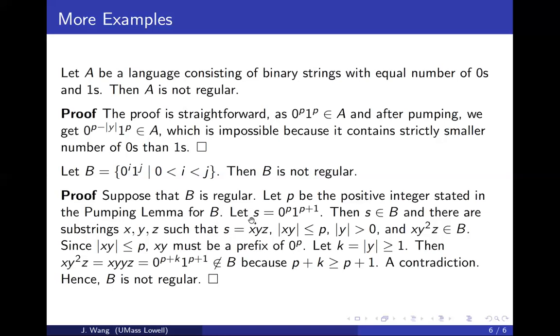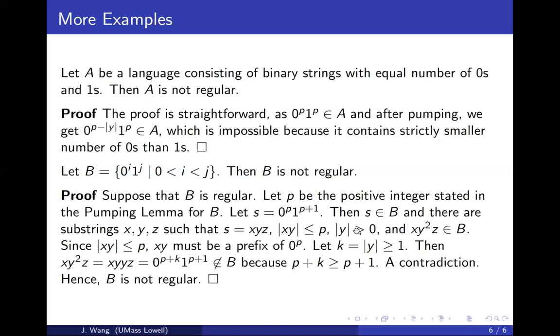Now we just pick a string in B, which is 0 to the P followed by 1 to the P plus 1. Now P is positive, so it's greater than 0, and P is strictly less than P plus 1. So this string is in B. Then we apply the pumping lemma. That means there are X, Y, Z such that S is equal to X concatenated with Y concatenated with Z, where the length of XY is less than or equal to P, Y is not empty, and you can pump it up. So we can pump it: X, Y squared, Z is in B.